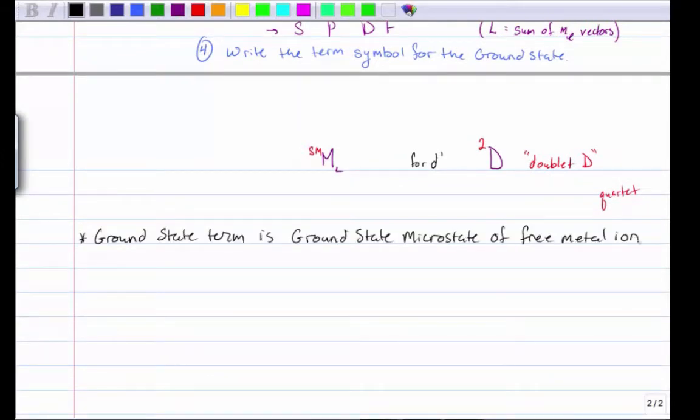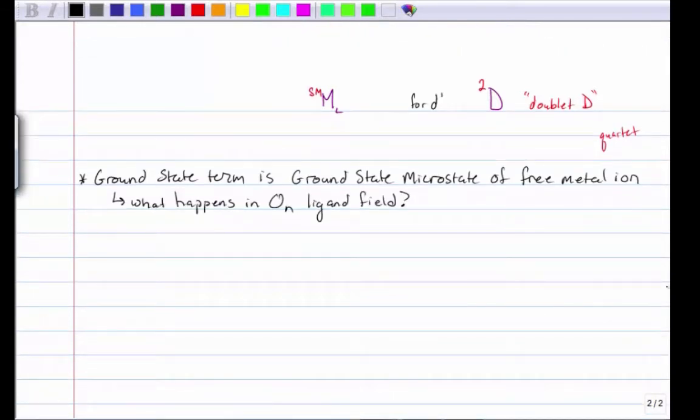This is useful to us, but what we really want to know is the electronic transitions that will happen in the metal complex. So we're going to have to ask the question, what will happen to this doublet D in a d1 metal ion when it's exposed to an octahedral ligand field? The answer is that just like the degenerate d orbitals split into higher and lower energy sets in the octahedral ligand field, the ground state term will split.